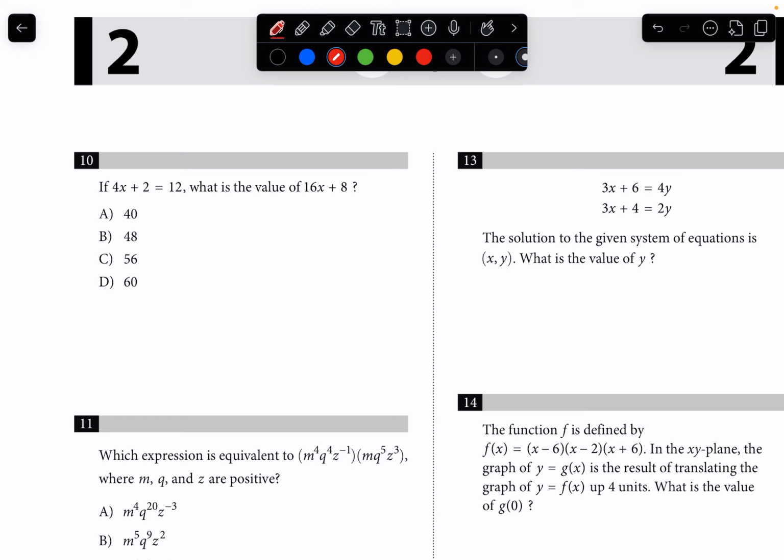If 4x plus 2 equals 12, what is the value of 16x plus 8? So again, we're just talking about a system of equations. A system of equations is where we keep two together and then try to solve it out. We can say that 4x plus 2 equals 12, and for the other one, we have 16x plus 8. So we need to figure out our x in here.